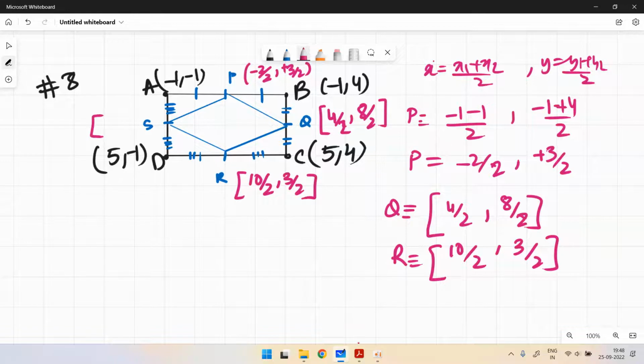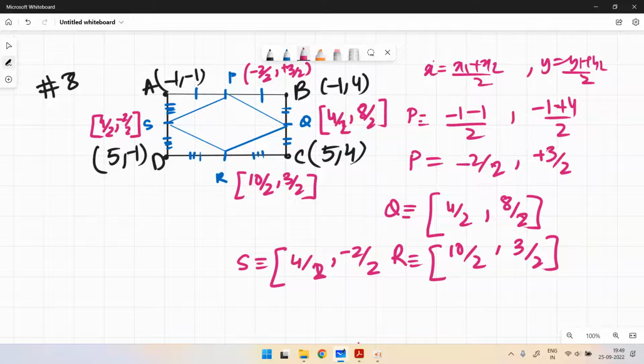Now for S, what you need to calculate is (-1 + 5)/2, which is 4/2, and (-1 - 1)/2, which is -2/2. So this is 4/2 comma -2/2. So these are your 4 vertices of PQRS, and now you need to check whether it is a square, rectangle, rhombus, etc.